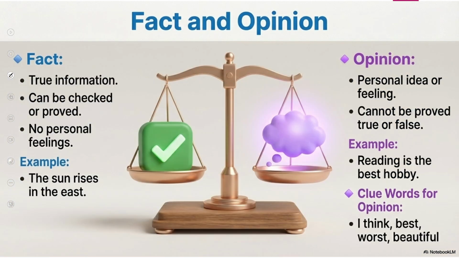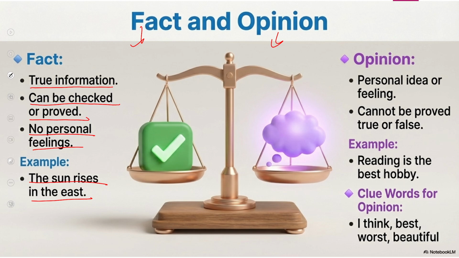Now, facts and opinion. What is fact and opinion? Fact is reality, and opinions are views. Yes, fact: true information that can be checked or proved. The true information that can be checked or proved at any time. No personal feelings. In fact, there are no personal feelings. So, the sun rises in the east. So, it is a proven fact that the sun rises in the east.